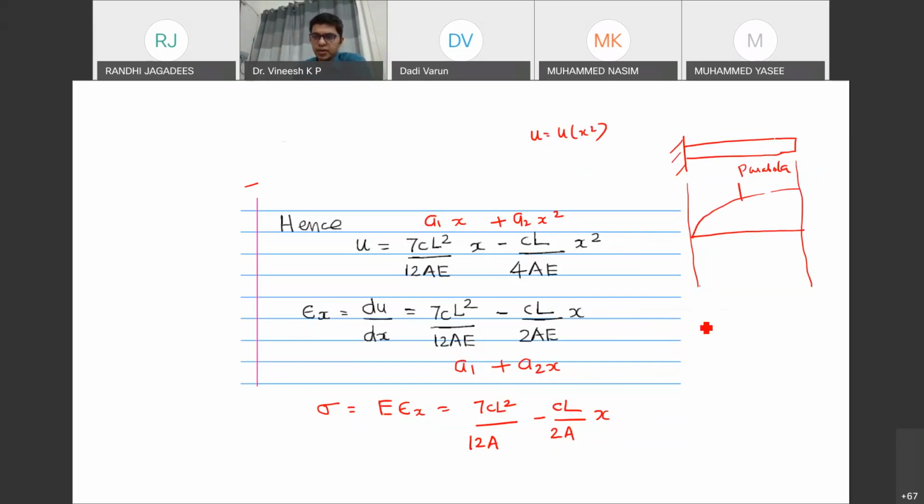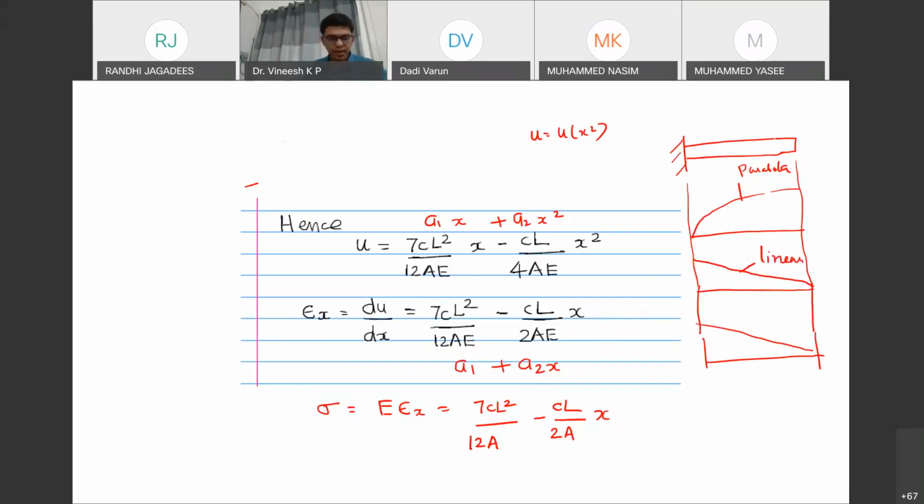So you have a parabolic variation. When you look at the strain, when x equal to 0, you will have some strain. So you will have some linear variation of strain. So stress is also, you will have a linear variation. Okay, this is what we got as per our approximate function, and this may not be the correct answer. This is not the correct answer.